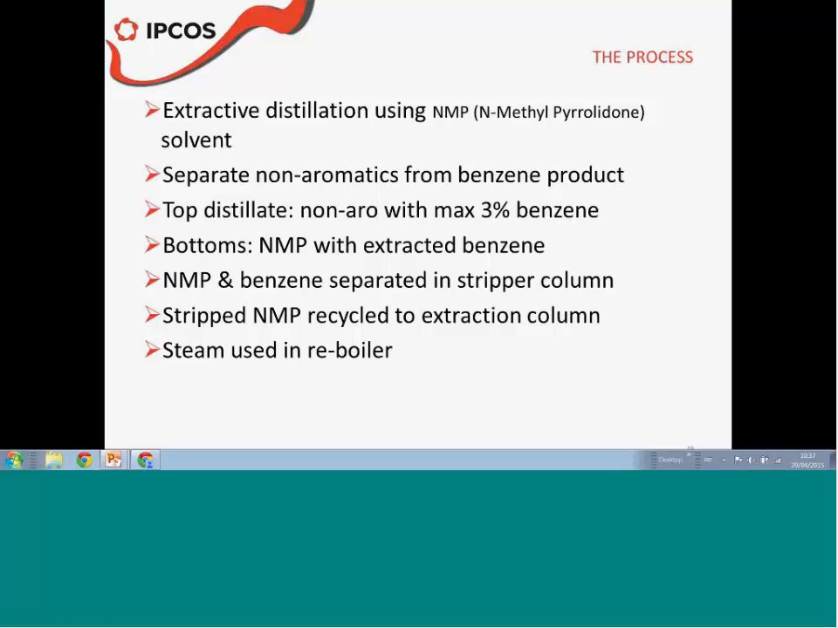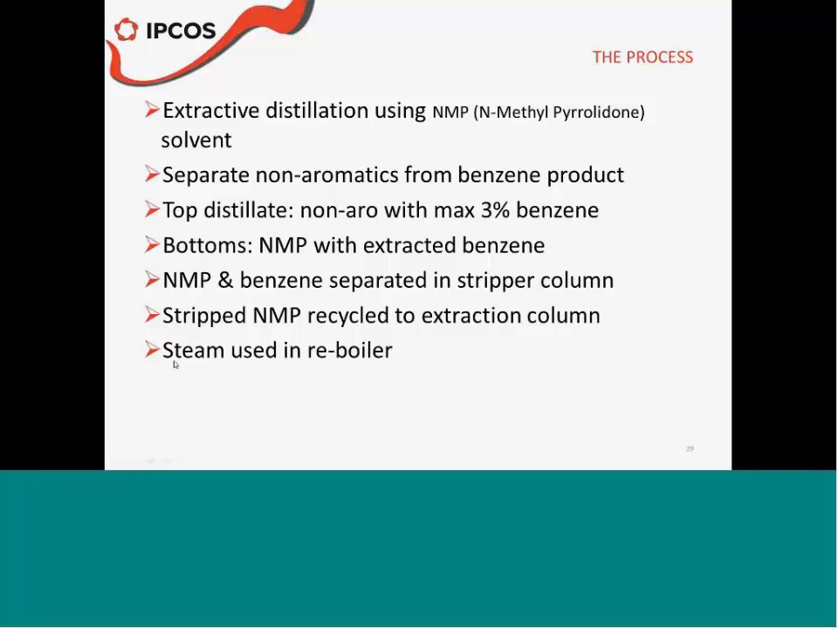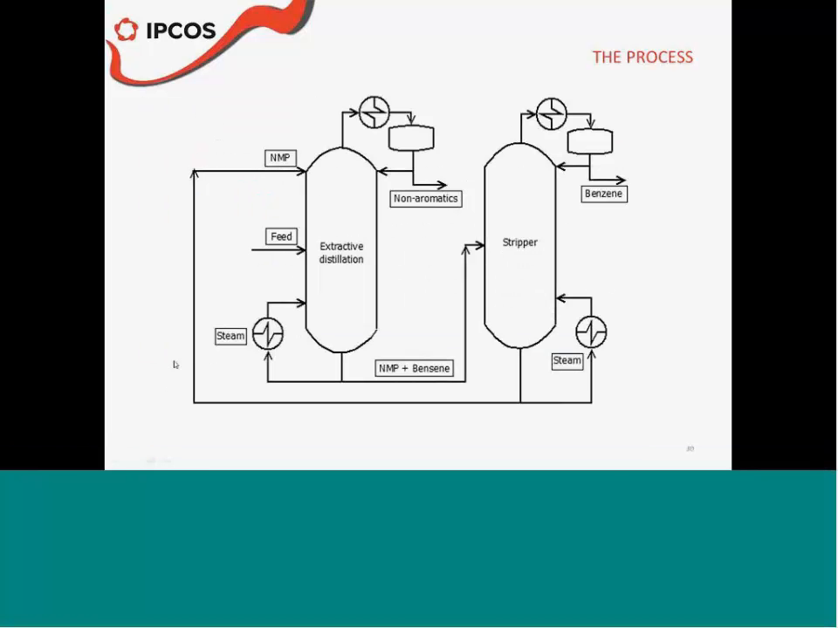On the bottoms, we have the solvent with the extracted benzene, which is afterwards separated on a stripper column. And the solvent, of course, is recycled back to the extractive distillation column. This is the process. Well, we just explained it. You have the non-aromatics on the top, the solvent and benzene going to the stripper, benzene being stripped from the solvent, and the solvent pumped back to the extractive distillation column to continue on the separation.